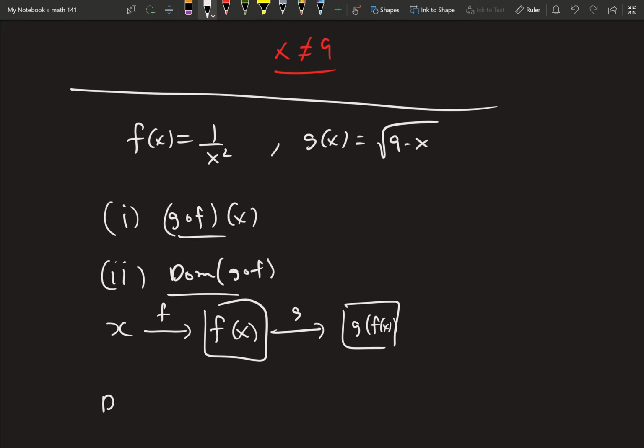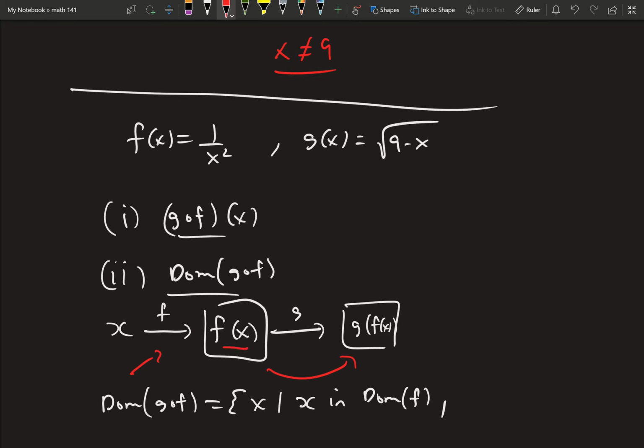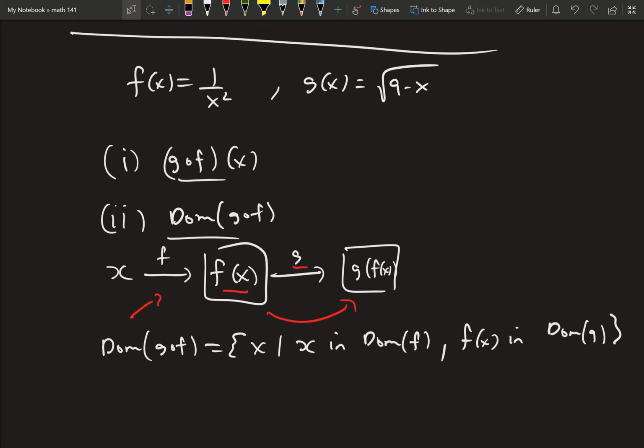So here, the domain is all x, where x first of all definitely has to be in the domain of f. For the first round, it definitely has to be in the domain of f. And then from here to here, f of x has to be in the domain of g. So this is the general concept. It's just reordered. It's the same thing, but I wanted to rewrite it.